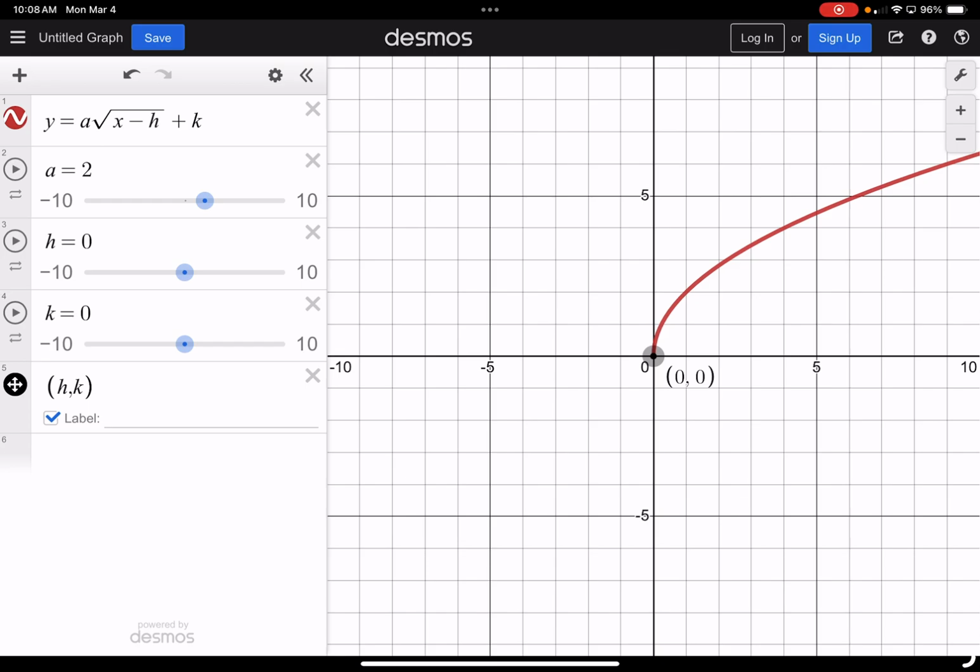Okay. Now, this is kind of weird. Let's change this back to the original function because I want to show you something about the proportions of this so that we can graph this quickly without having to put a lot of calculations into it.